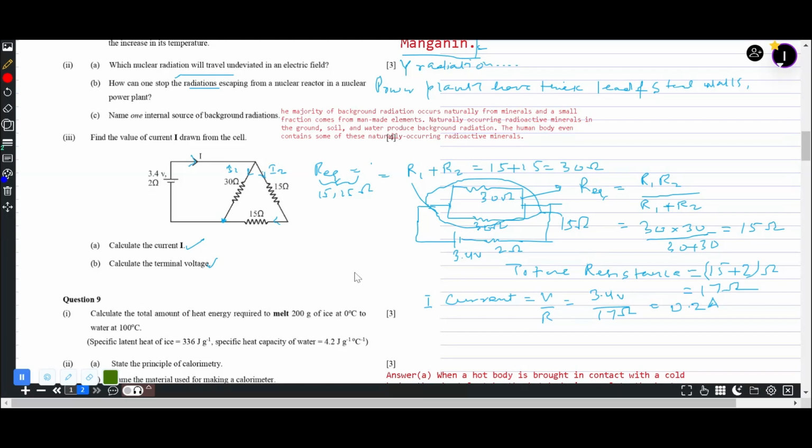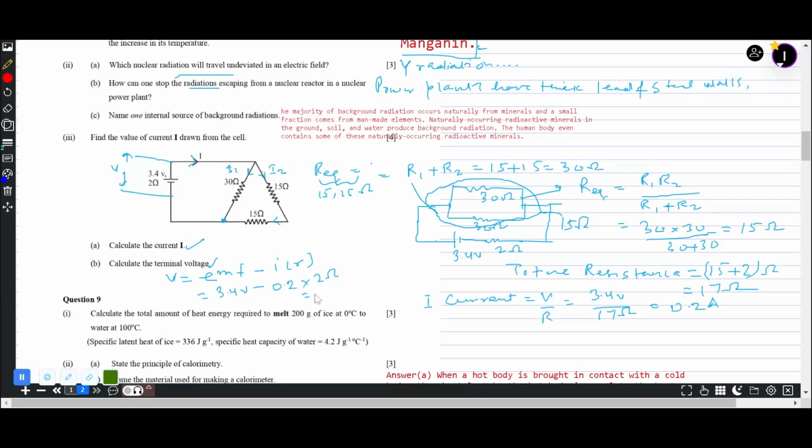Now terminal voltage, if you see, is the voltage across this, the voltage which is provided to the circuit. Okay. This voltage is called terminal voltage. So terminal voltage V will be E, which is my EMF, that is 3.4 volt, minus I into internal resistance, small r. That is how we write internal resistance. Internal resistance of the cell is 2 ohm. EMF is 3.4 volt minus I is 0.2 ampere into 2 ohm.